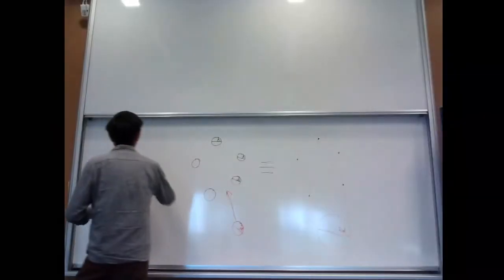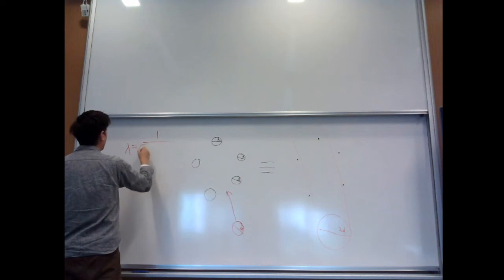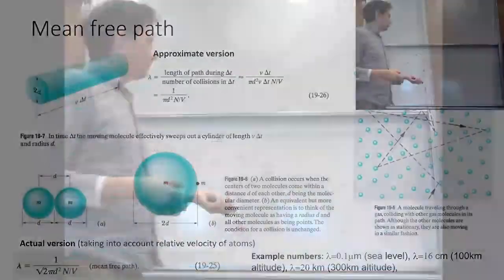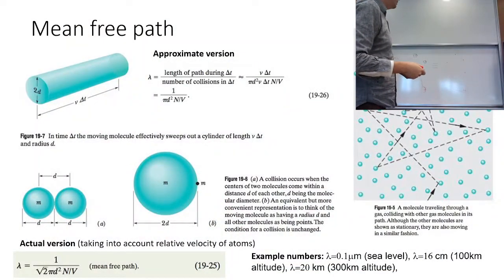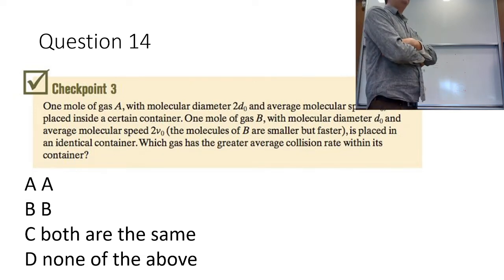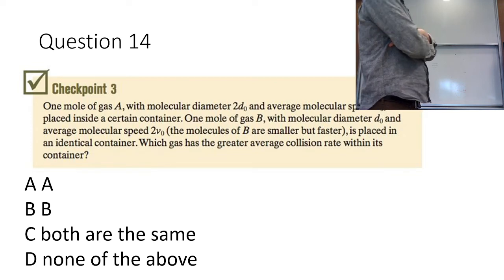And maybe I'll write the formula for the mean free path. All right. Okay, so that's the formula for mean free path. So how about we start by figuring out which one has the larger mean free path?